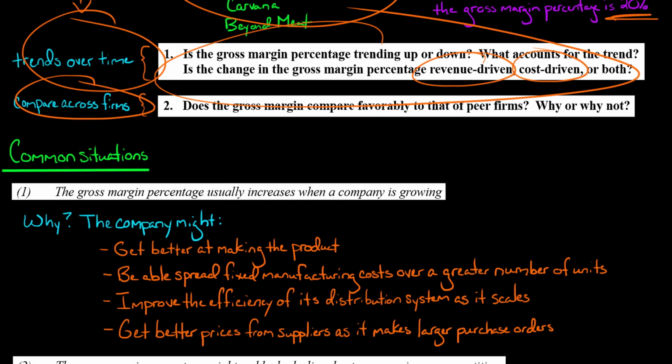First, I want to mention a few common situations. Number one, you'll notice, and you'll see with some of the examples, as a company is growing, so when the company is in its growth phase, we think about the life cycle of the company, the gross margin percentage is typically going to be increasing. Now, why is that the case? The company might be getting better at making the product if it's a manufacturer, so there's a learning curve.